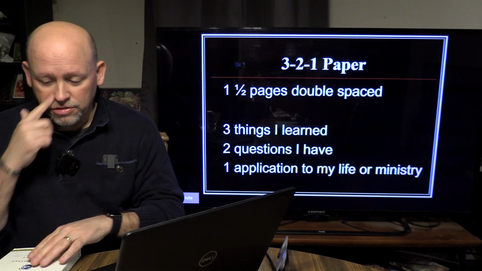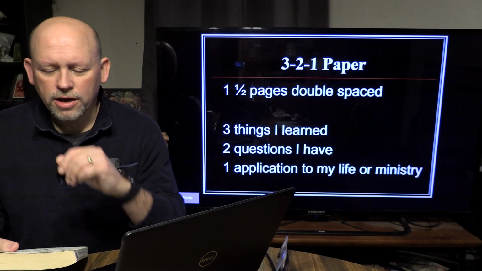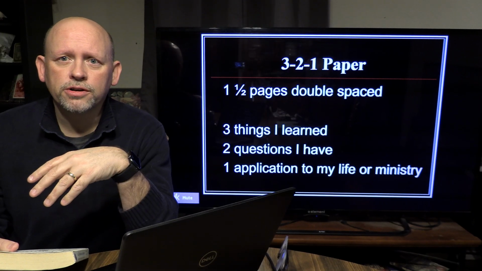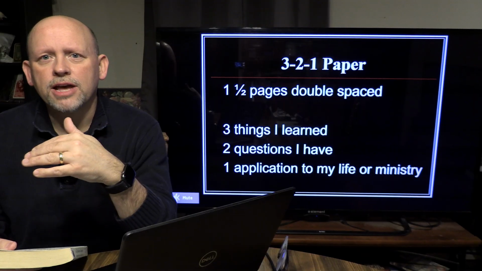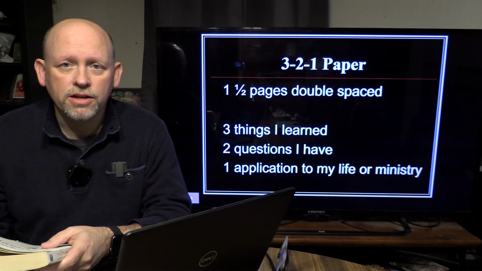But as you're reading the book, one of the things that you're going to do is mark and write about, for that section, 3 things that I've learned, 2 questions that I have, and 1 application to my ministry that I want to make, or maybe to my life that I want to make.